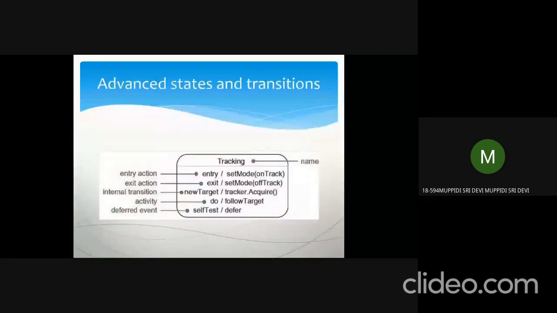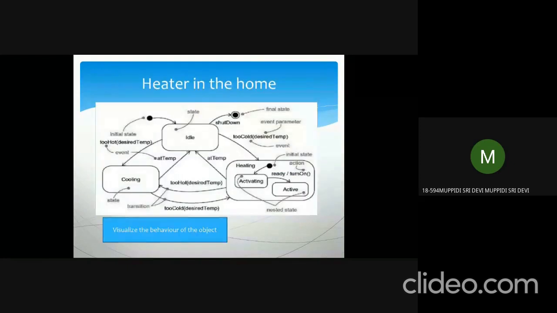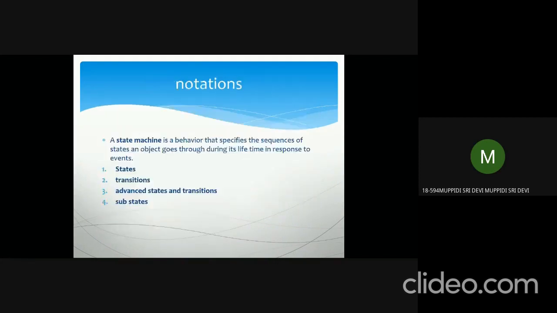Okay, see, as I told you, for advanced states, previously I showed a heater example. That is an advanced state. Why is it an advanced state? It contains some substates, I will show you. Here, if you see in this diagram, heating is an advanced state. Why? It contains some advanced actions and events. If you see, activating and active are substates, that's why it explains complex behavior. So what is the main use of an advanced state? It reduces the number of states in a state machine.